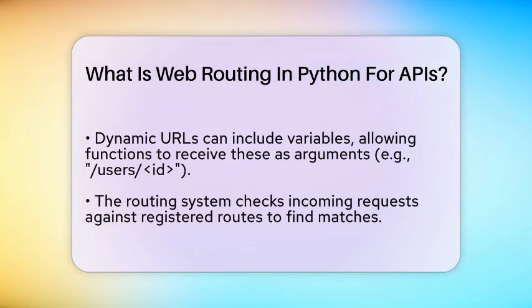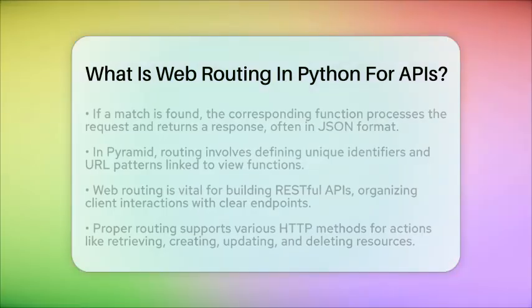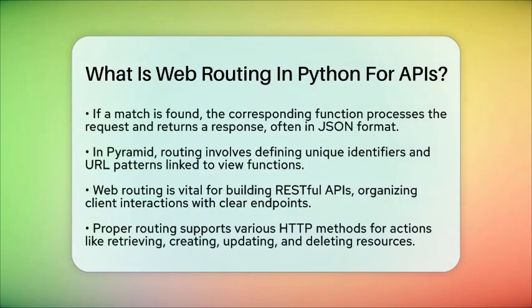a format called JSON. In frameworks like Pyramid, routing involves defining routes with unique identifiers and URL patterns, linking them to view functions. This system efficiently matches incoming URLs to these routes and triggers the correct views. Web routing is essential for building RESTful APIs in Python. It organizes how clients interact with your application by setting clear endpoints for different resources and actions.